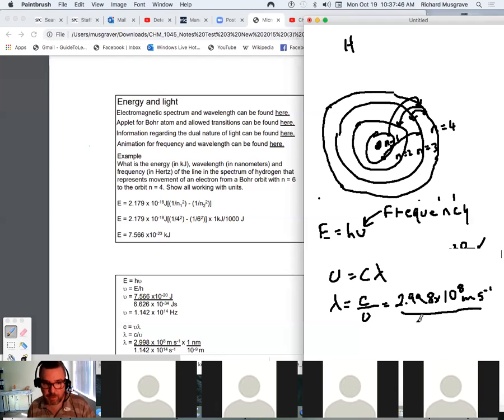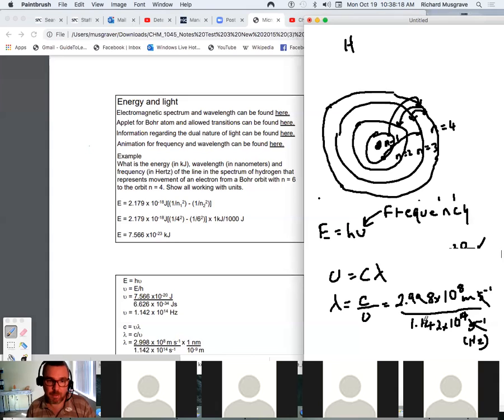And we had our frequency here, which was 1.142 times 10 to the 14th hertz, which is the same as seconds to the -1 anyway. So I'll go ahead and put it as seconds to the -1 to match here. But hertz is the same thing. And it's going to cancel. We're going to end up with meters there.